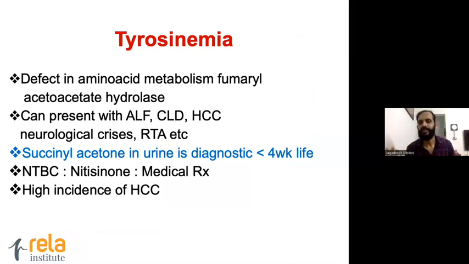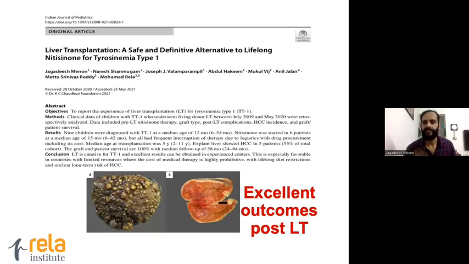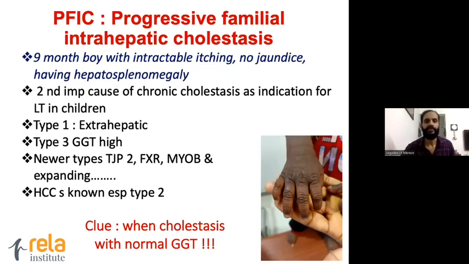Succinylacetone in the urine is usually diagnostic. NTBC is a drug which is one of the medical treatments, but ideally it needs to be started within 4 weeks of life. Later than that, it doesn't decrease the incidence of HCC that drastically. And tyrosinemia is the metabolic liver disease with the highest risk of HCCs in the liver. So that is our experience of liver transplantation after decompensated livers in tyrosinemia and HCC. They have a very good outcome.